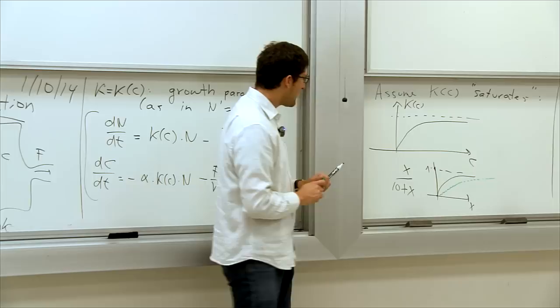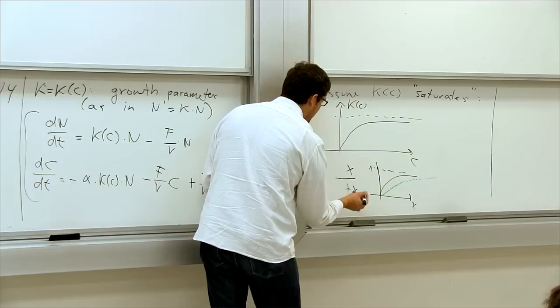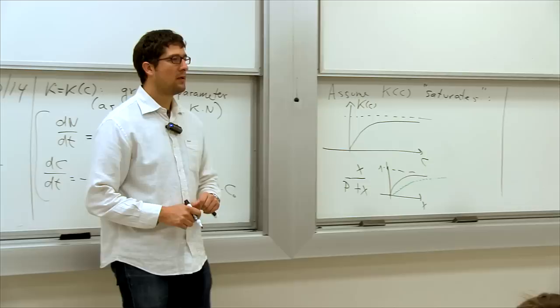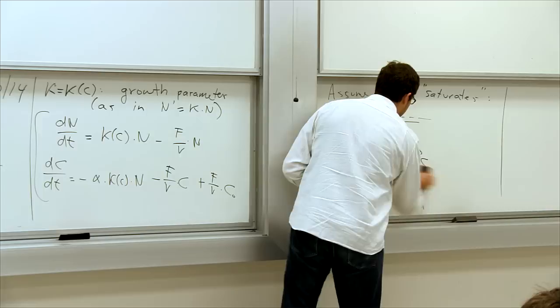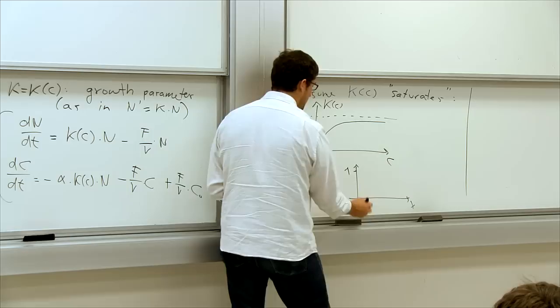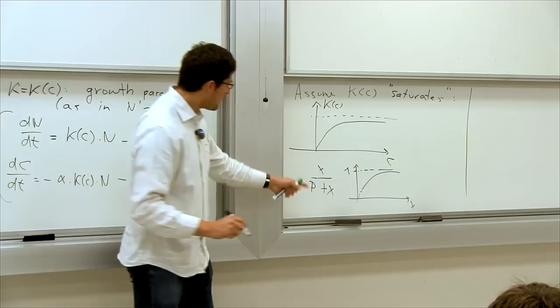But if we write a parameter here, let's call it p. So if I write the function x over 1 over p plus x, then the function goes from 0 to 1 like this. And is there any way to plot p in that graph? Do you see any way to plot p in there?